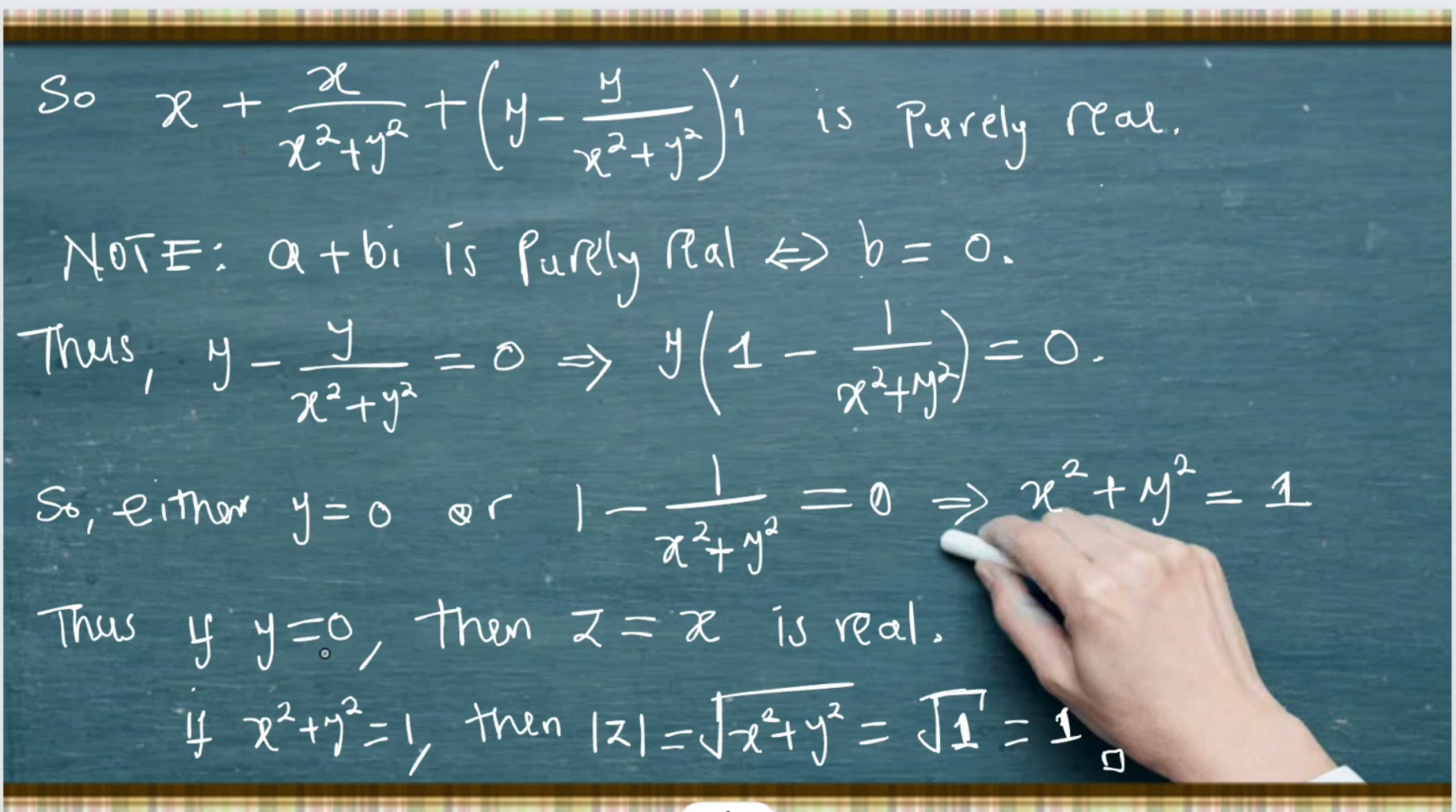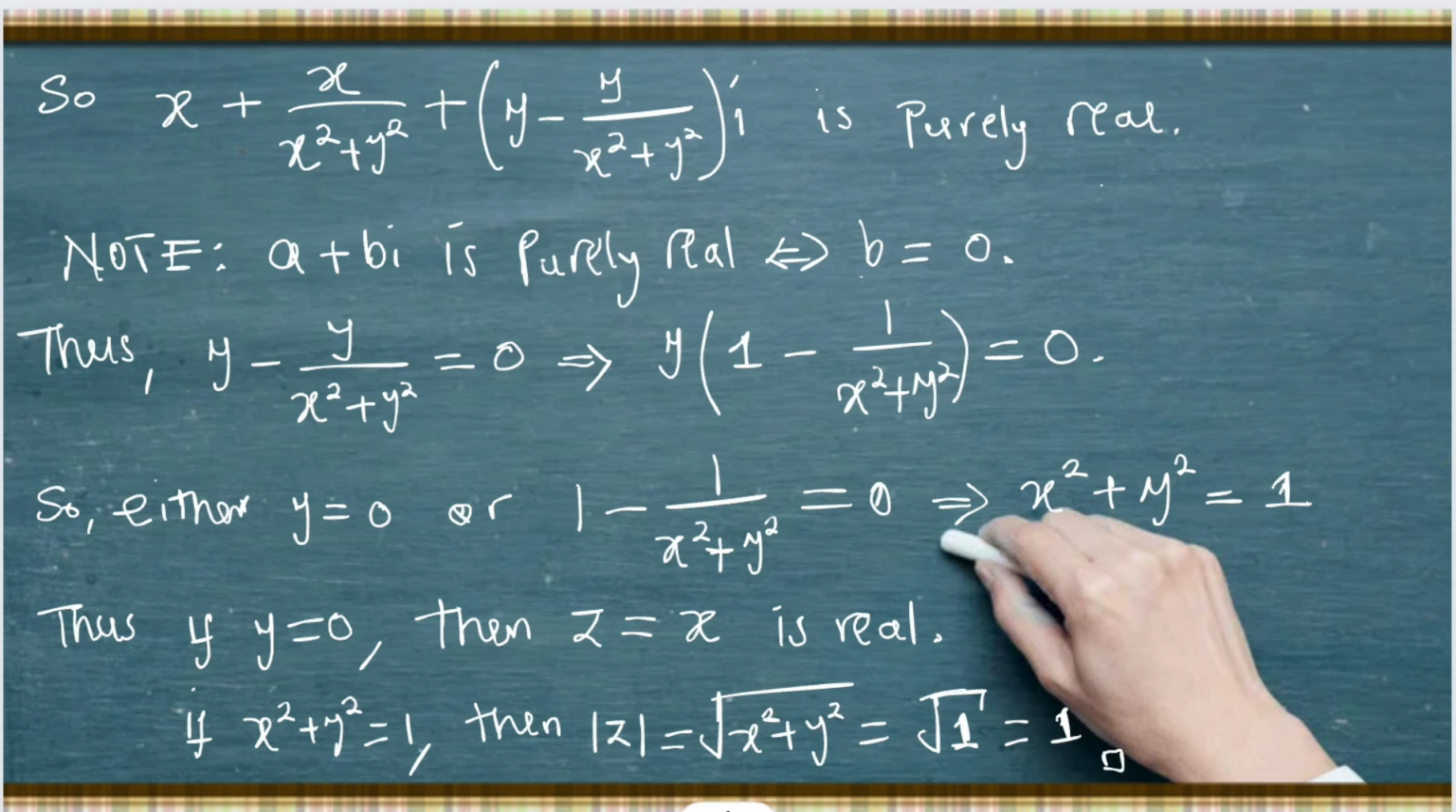So if y is equal to 0, then z is equal to x, because z is equal to x plus iy, where y is 0. So we just have x, which is strictly a real number. Now, if x squared plus y squared is equal to 1, then the magnitude of z, which is given by the square root of x squared plus y squared, is equal to the square root of 1. Why? Because the expression under the root here is 1. So the magnitude of z is 1.